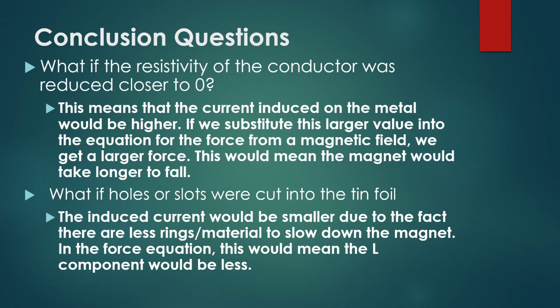What if holes or slots were cut into the tinfoil? The induced current would be smaller due to the fact that there are fewer rings of material to slow down the magnet. In the force equation, if we look at it mathematically, we see that the L component would be less. Therefore, the force would be less and it would take less time to fall down.